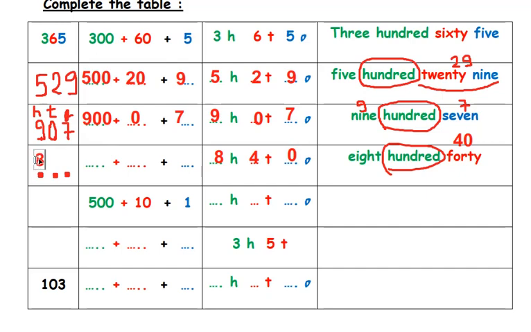It's 840. How many hundreds do I have? 800. I will write 800. Okay. And how many tens do I have? 4 tens. It's 40. And how many ones? 0 ones. Okay. Great. Now let's do the next one.